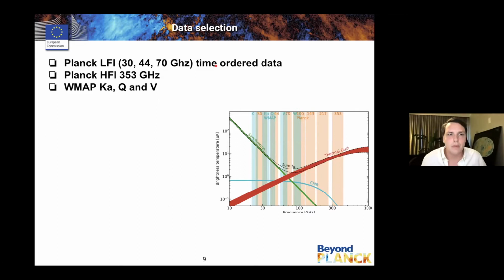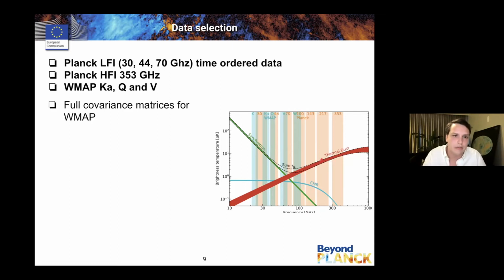So yeah, we include the three LFI bands in the time domain, and in addition to that, we also include the 353 channel to get an estimate of the thermal dust component, and we also include 3 WMAP bands. And what's new for this study in particular is the use of full covariance matrices for WMAP.